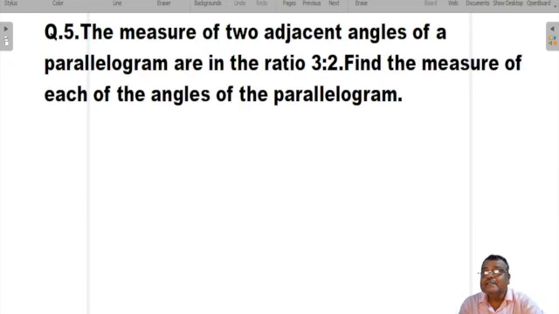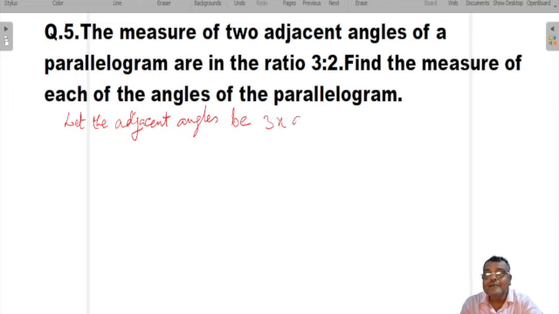Let us see the next one. The measure of two adjacent angles of a parallelogram are in the ratio 3:2. Find the measure of each of the angles of the parallelogram. Let us see. Let the adjacent angles be 3x and 2x respectively.